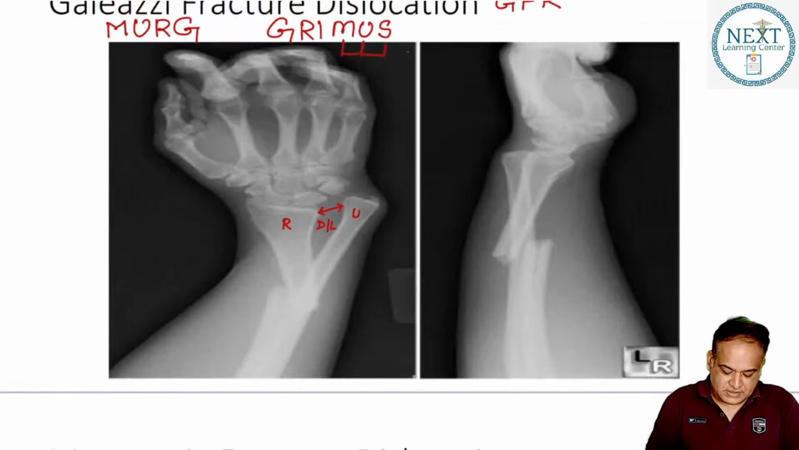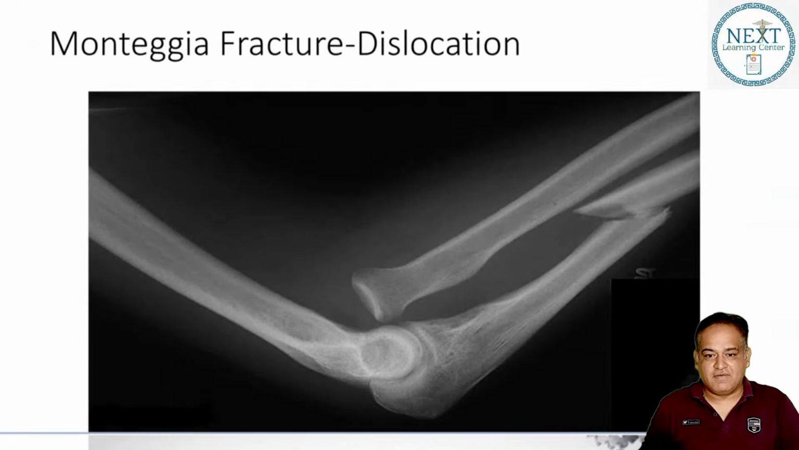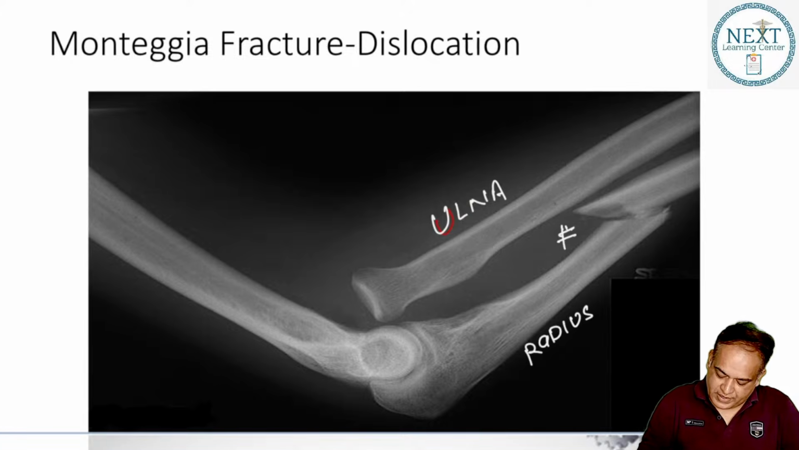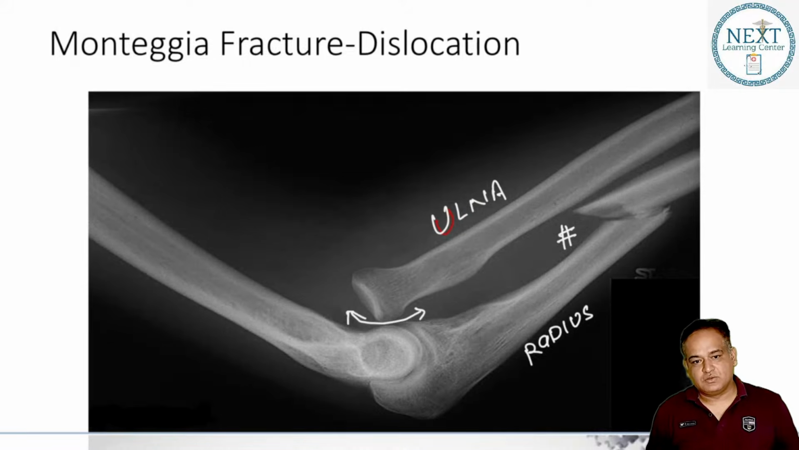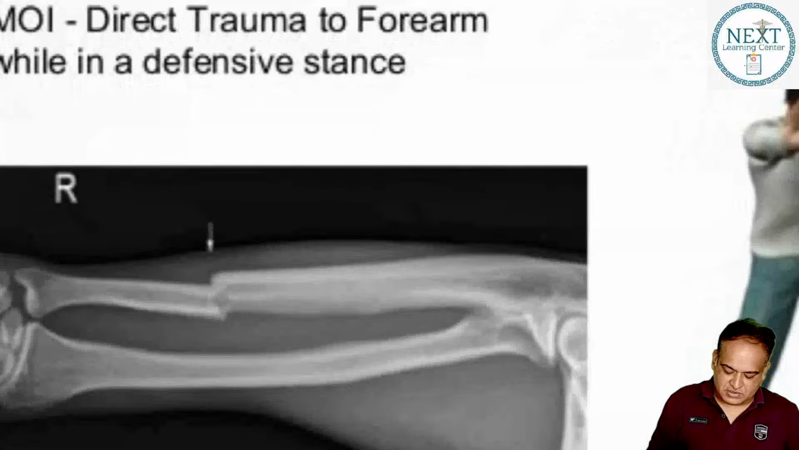Okay, so this is Galeazzi fracture, right? Then Monteggia fracture. So as you can see here, ulna is perfectly okay, and then you can see the radius is fractured. Radius is fractured, right? Now you see there is dislocation. This is the Monteggia fracture dislocation. Monteggia fracture dislocation.